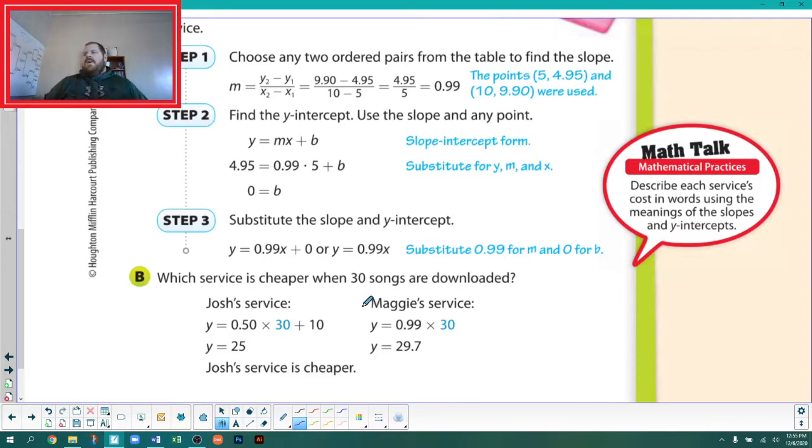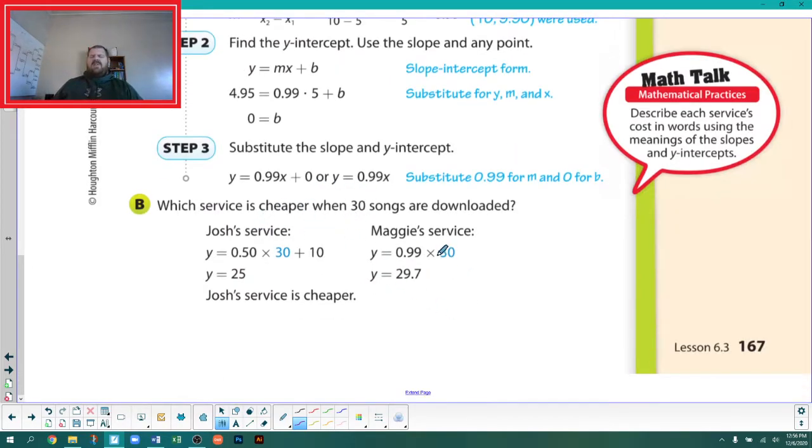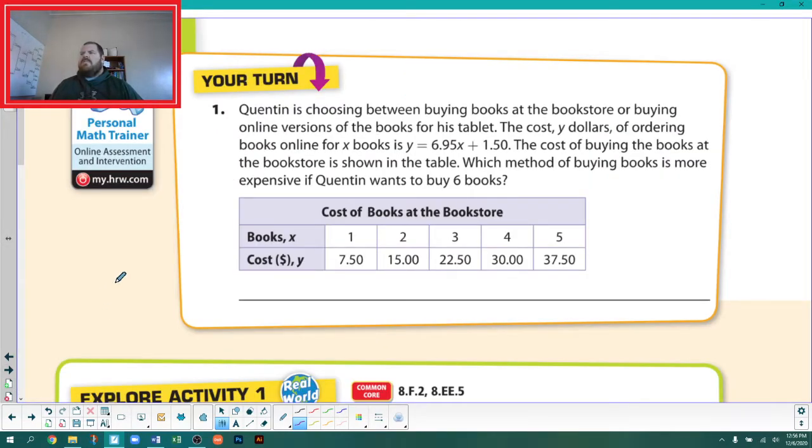But it turns out when you plug the numbers into the equation, for Josh's service, you have 0.5 times 30 and then plus 10. 0.5 times 30 is 15, plus 10 is 25. For Maggie's service, it's just 0.99 times 30, which is $29.70. And so we find out that Josh's service is cheaper. But as I said, you could also figure that out at different values of numbers of songs.